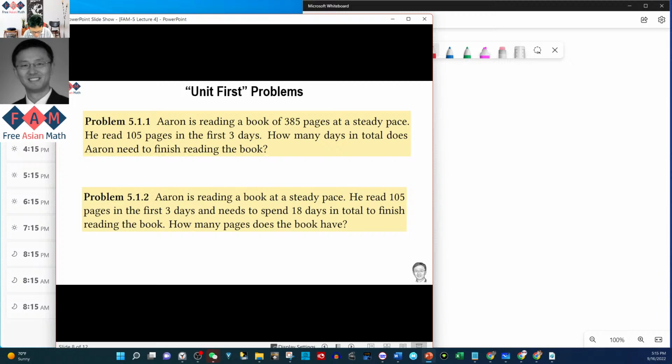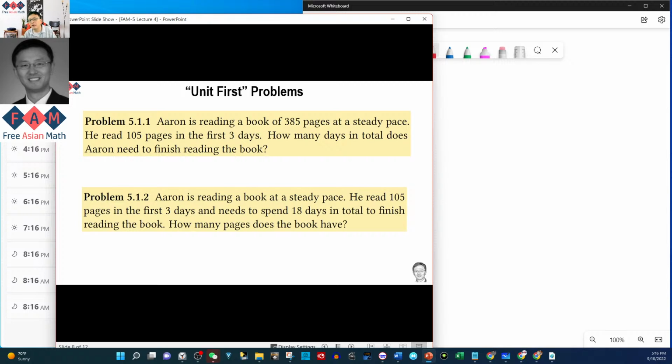But what did we know? And now we were told, look, we did not even know, as in the first problem, the total number of pages the book has. But we do know now Aaron needs 18 days to finish reading the book. And now the problem actually is how many pages does the book have?